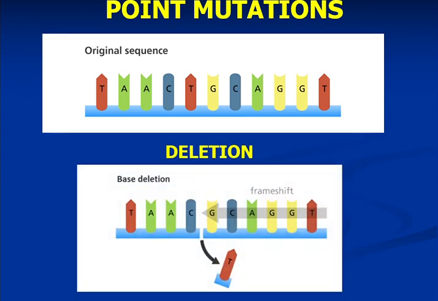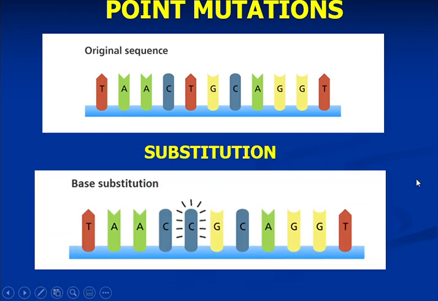Second type is a deletion mutation. And as the name suggests, I am removing one nucleotide. Where it was in the strand here, it is no longer here. This is also a frameshift mutation. Everything is now shifting towards where the deletion occurred. And the last type is a substitution.